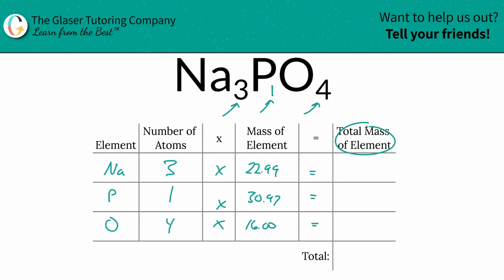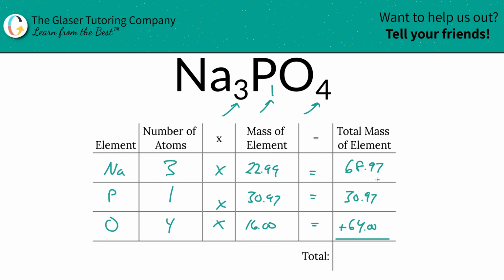Then we're going to find the total mass of each element here by simply multiplying the row on across. So the total mass of sodium is going to be 68.97 units of mass. Phosphorus, well, that multiplication is easy, right? 30.97. And then oxygen here, when we multiply that on across, is going to be 64.